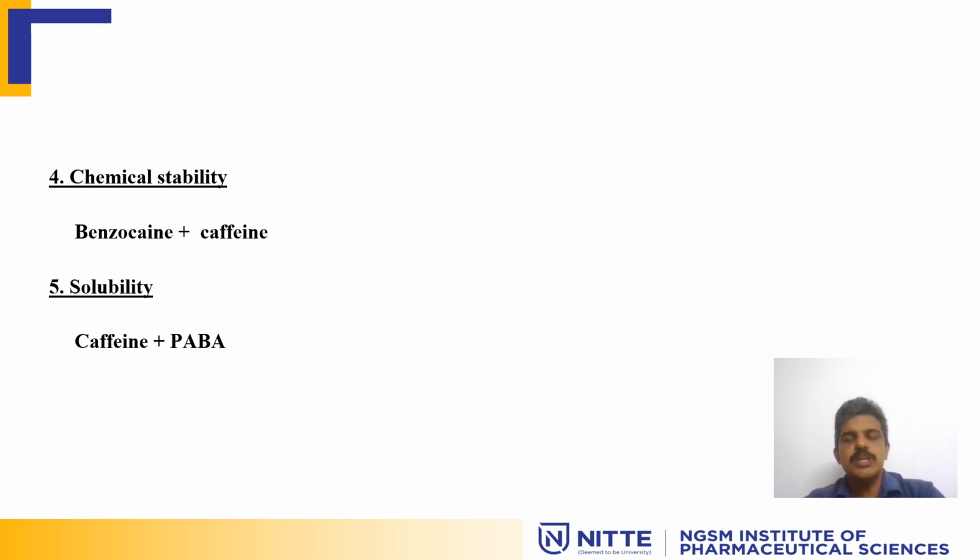Next one, the solubility of another important drug, para-aminobenzoic acid, can be significantly enhanced by forming complexes with caffeine. Remember one thing: the solubility of para-aminobenzoic acid can be enhanced by caffeine only at low concentrations. Here caffeine acts as a complexing agent, and the para-aminobenzoic acid solubility can be increased by forming complexes with caffeine only at low concentrations.